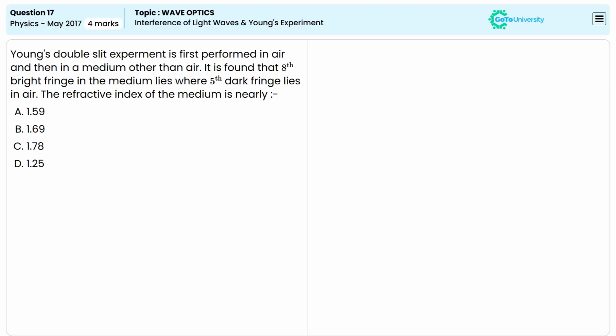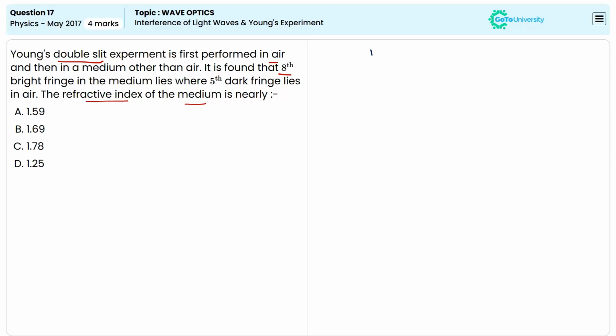What is the value of the refractive index of a given medium? Young's double slit experiment is first performed in air and then in a medium other than air. It's found that the eighth bright fringe in the medium lies where the fifth dark fringe lies in air.